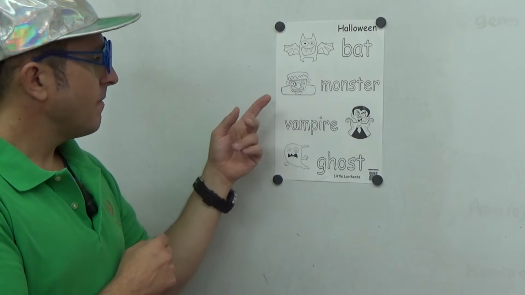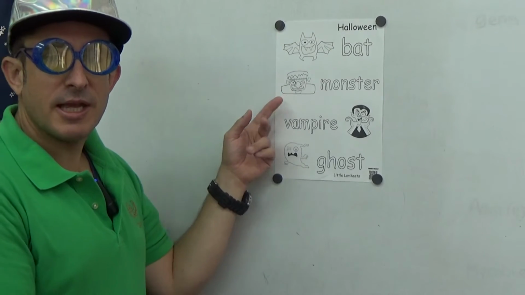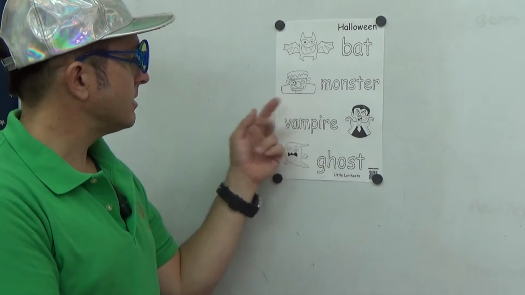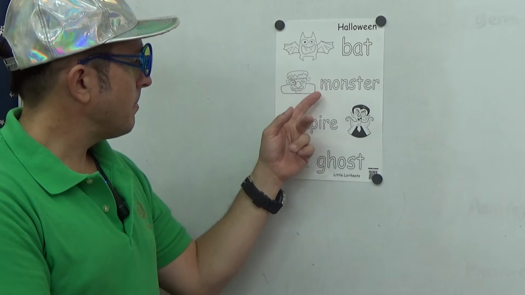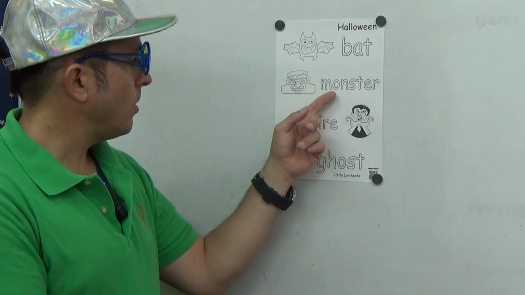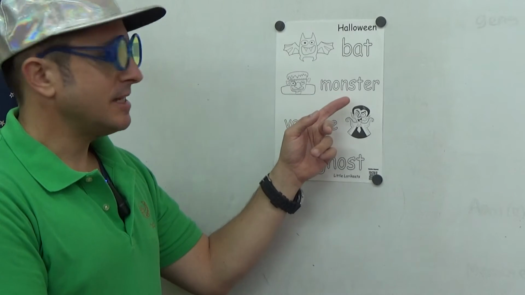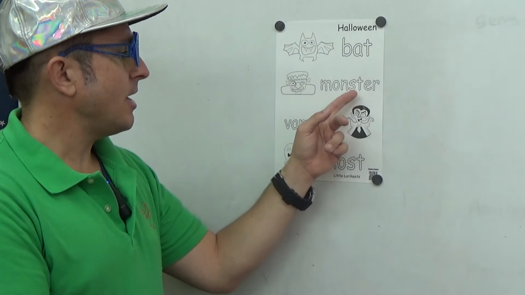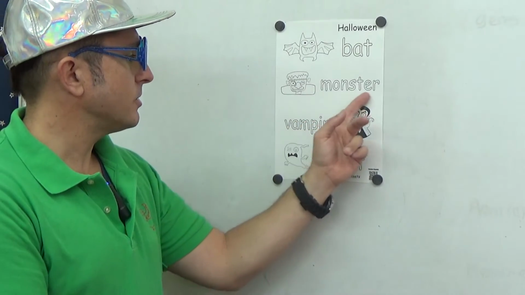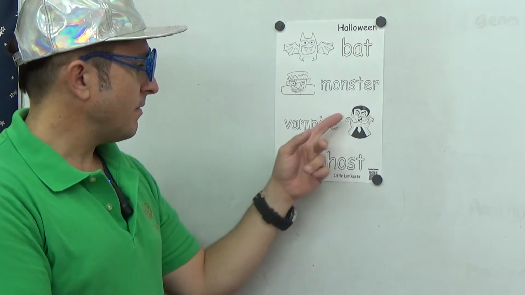We have Frankenstein's monster here. We have a monster, Frankenstein's monster. M, O, N, S, T, E, R. Monster. Oh, and down here we have a vampire.